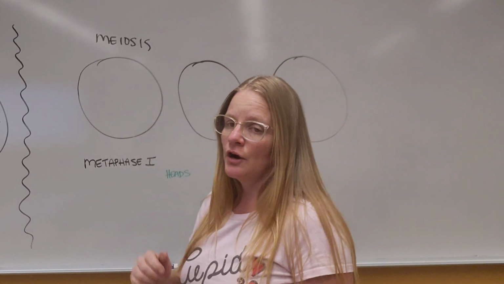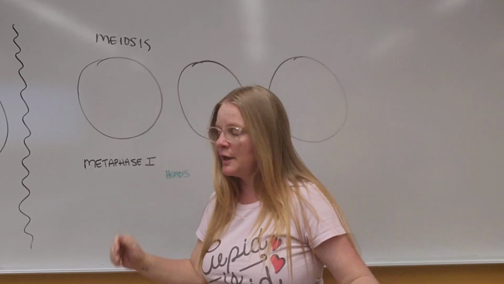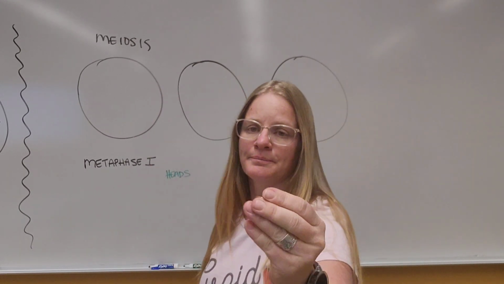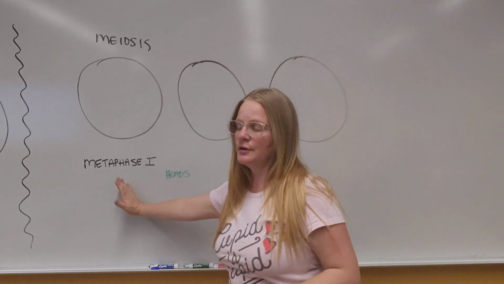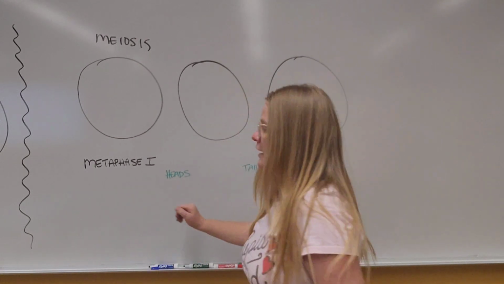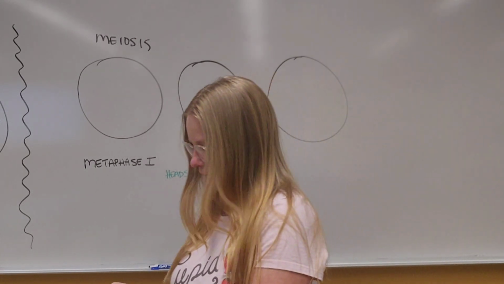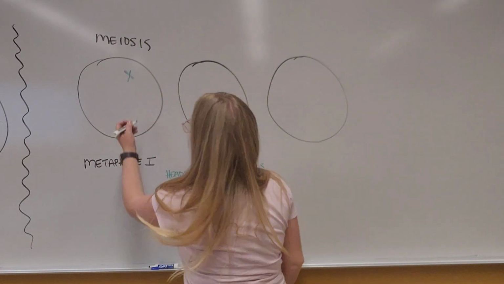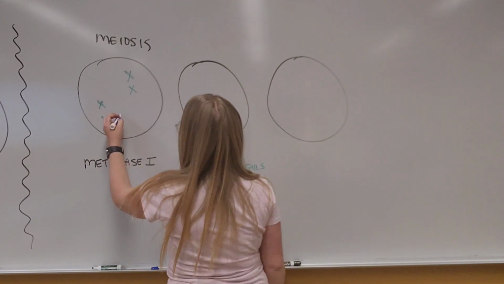So we're going to have our homologous chromosomes line up along the equatorial plane. So we're going to play a little game. I have a coin. I'm going to flip my coin. If I get heads, I'm going to put the green chromosome on the left side, and if I get tails, then I'm going to put the green chromosome on the right side. So now I can go ahead and draw in my blue chromosomes.